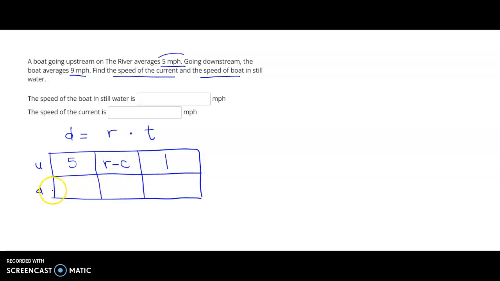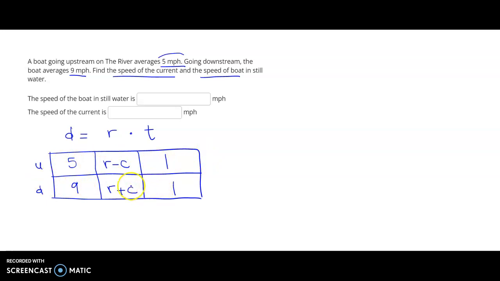Now downstream, it's nice to go downstream, isn't it? So it goes 9 miles per hour, so we'll go 9 miles in 1 hour. Now this time we're going to have the rate of the boat, but I'm sure you've experienced this too. When you're floating downstream, you go a lot faster. There's no resistance, and that current pushes you, makes you go a little faster, and so we would add in the current. Okay?